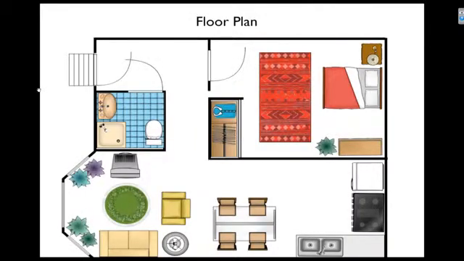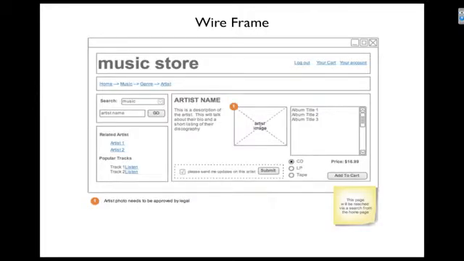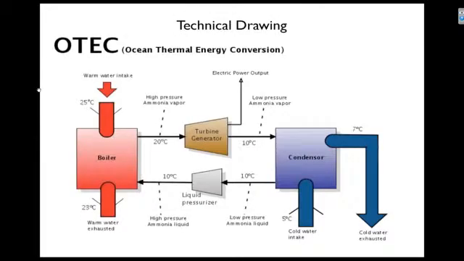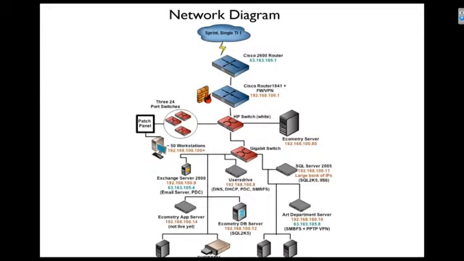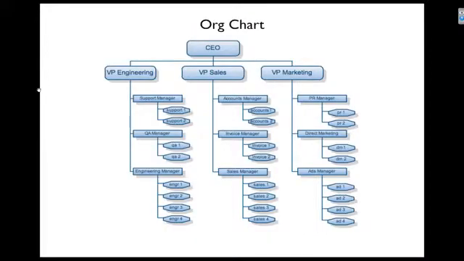This is a floor plan of a nice little Victorian in San Francisco. Here's a wireframe of a web application. I'll show you another example of this later. Here's a technical drawing of an engineering process. Here's a network drawing, obviously helpful for describing what your server room might look like, or what your different server rooms, I guess. And finally, here's an org chart. So you can see there's a lot of different types of drawings you can make with Gliffy.